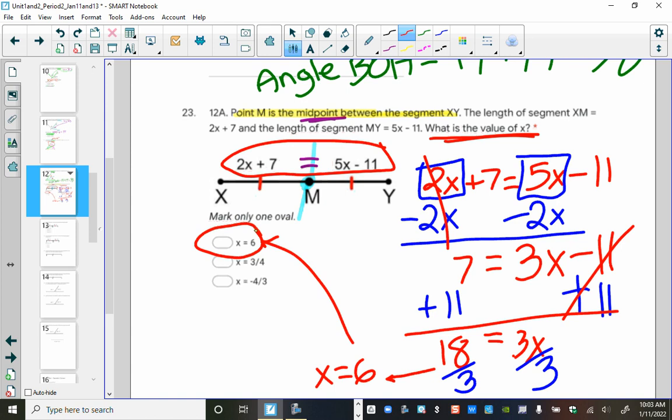Now, with the x equals 6, the first problem on the next page, they just want either segment, because we know that both segments are going to be the same measure. So we just want one half of the overall segment first, and then the other half.